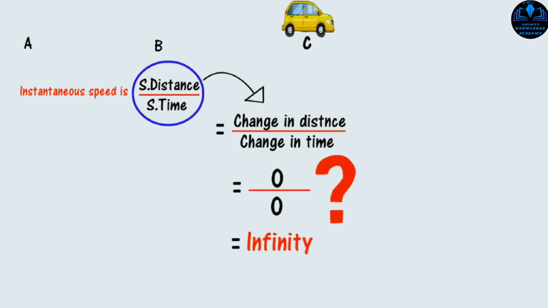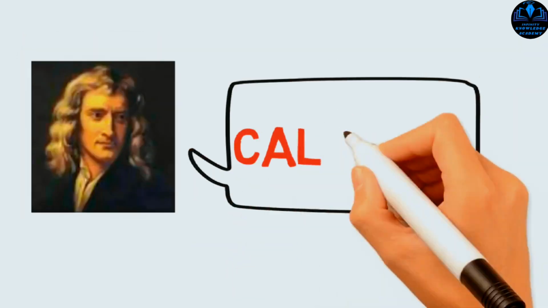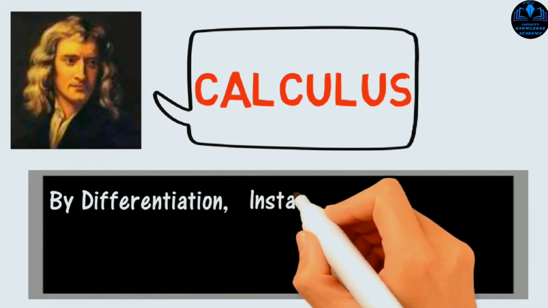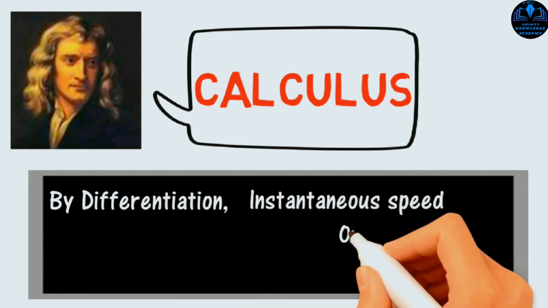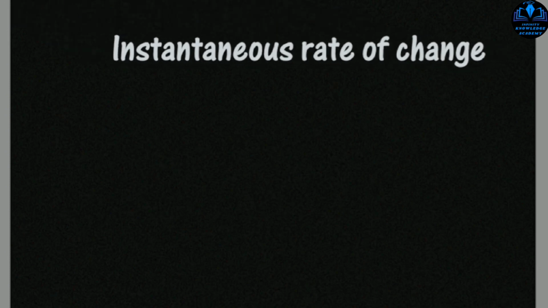So it was a problem for scientists, and it was a problem for centuries, and it had no solution. Later it was Newton who solved this problem, and he introduced calculus. So now by the differentiation method we can find the instantaneous speed or any instantaneous rate of change of two values.